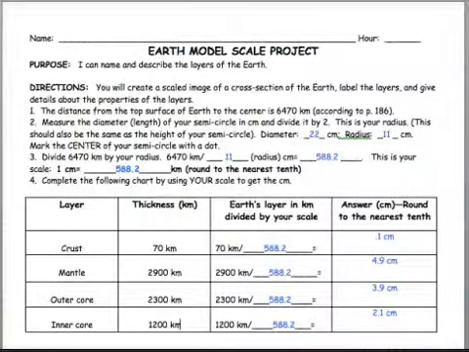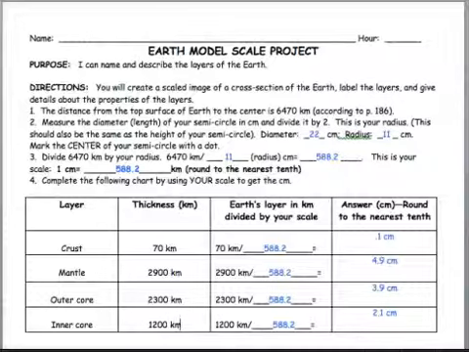If you don't have a copy of it, make sure to get a copy from your teacher, or check on your teacher's website or their grade book, and you can likely download one and print it off at home. The purpose: there is one I can statement up at the top. It says I can name and describe the layers of the Earth. The directions say you will create a scaled image of a cross-section of the Earth, label the layers, and give details about the properties of the layers. So we're going to actually try to make a scaled version of what the actual Earth looks like.